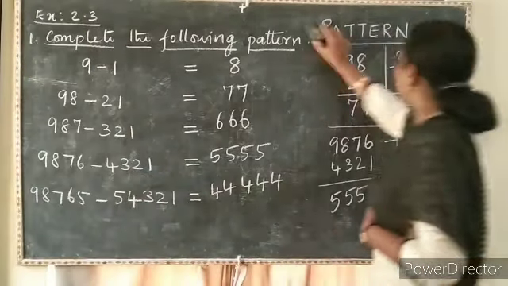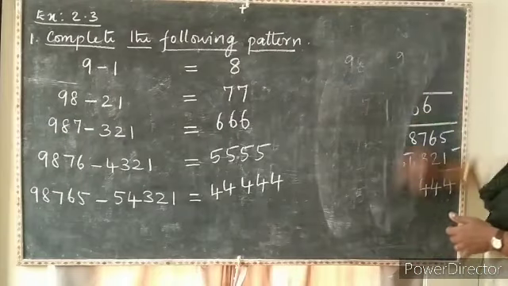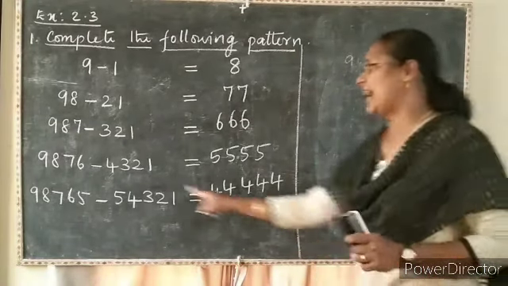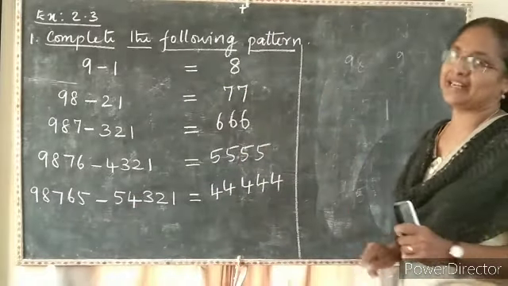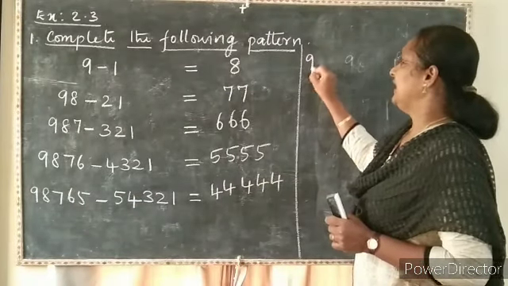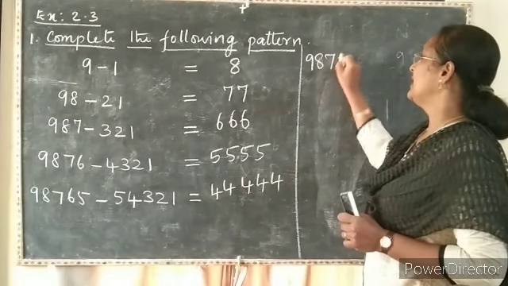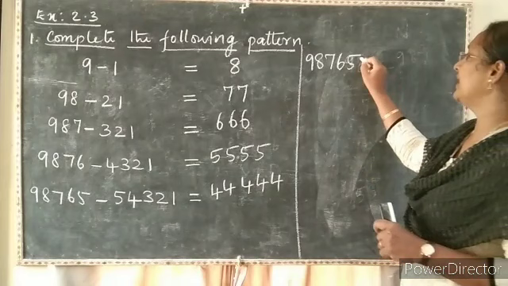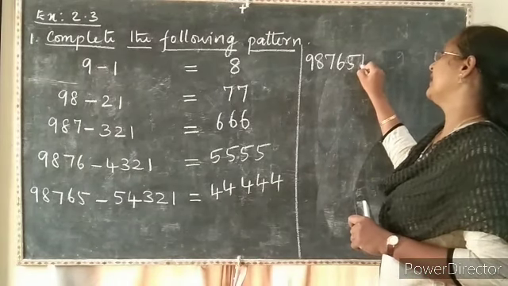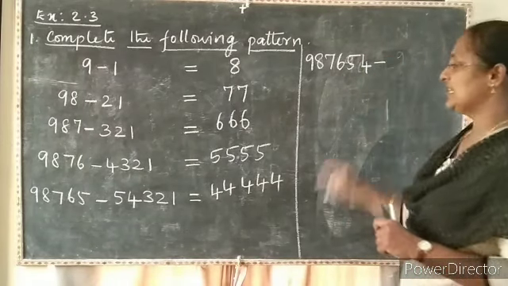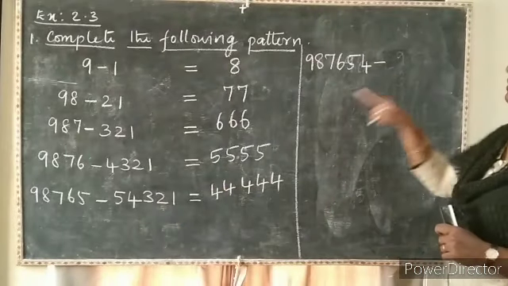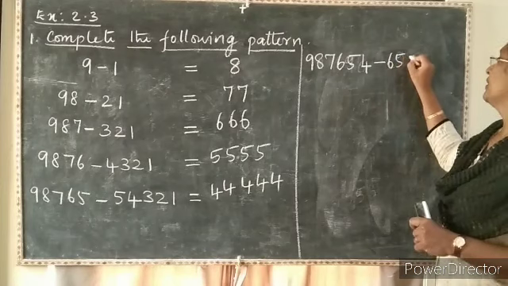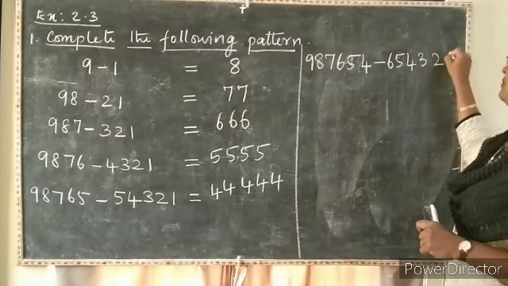Okay, now we have to complete this pattern. They are asking you what will be the next number. Can you guess? After this I have to write one more pattern, isn't it? Now 9, 8, 7, 6, 5 is there already. So I have to add one more number. What is the number before 5? It is 4. Minus, again what I have to add here? 5, 4, 3, 2, 1 is there. So 6, 5, 4, 3, 2, 1.